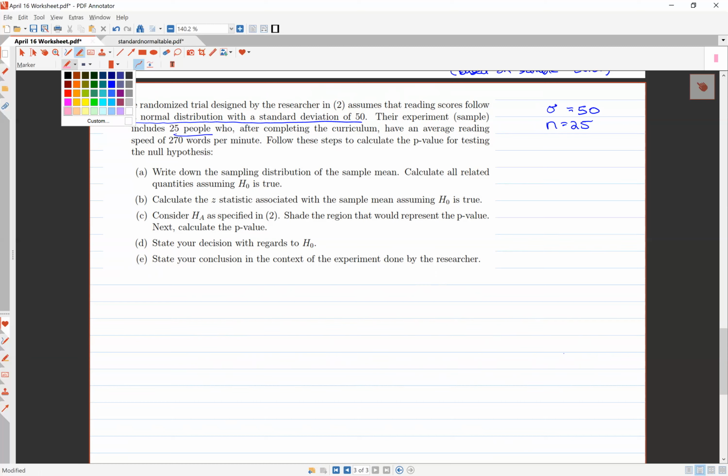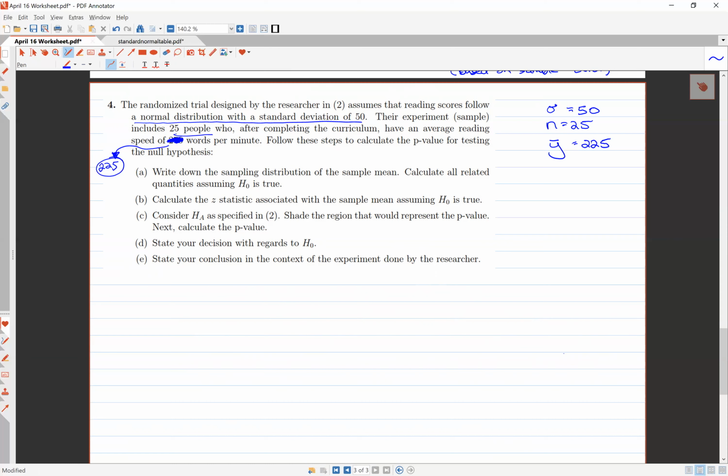I made a typo on here, and I just want to fix that. What's the easiest way of doing this? The average is actually not 270, it's 225. That's the average reading speed per minute. So this is our sample average. Our sample average is a reading speed of 225 words per minute.